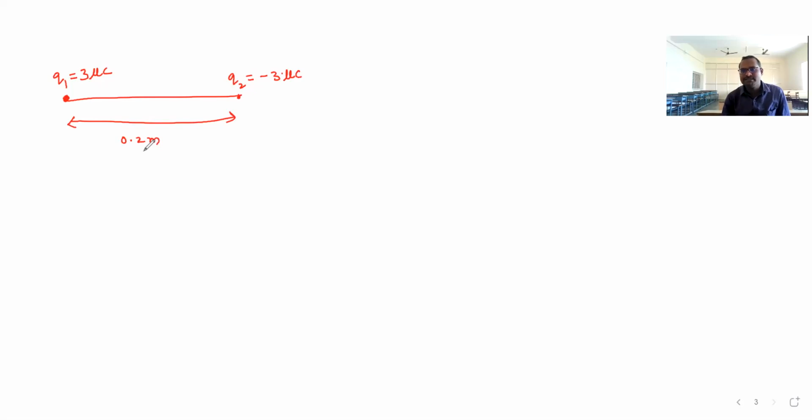Now, my question is, what is the electric field at the midpoint? Question 1. Find the electric field at the midpoint. Are you getting what I am saying? I am not asking where the null point is, where the net electric field is 0. I am asking, find the electric field at the midpoint of the line joining these two charges. Okay, point O, let us call.